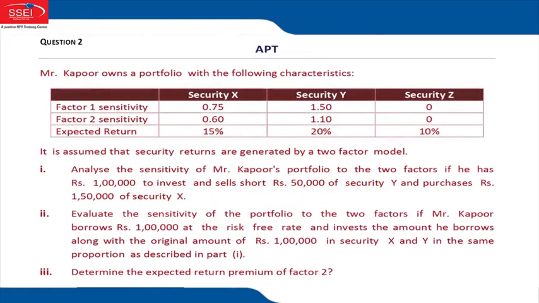In fact, since I've spoken so much, I'll first attempt question number 3. Determine the expected return premium on factor 2. So we are supposed to find out FRP2. That we'll find by the simultaneous equation. You just look at the question. There's no need to look at the answer.